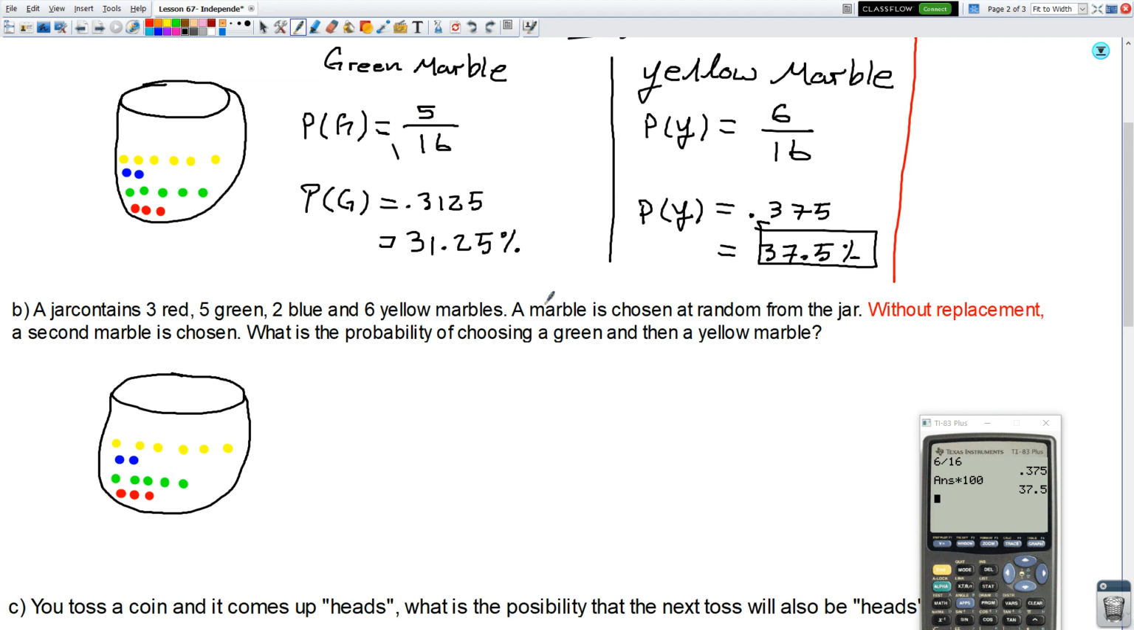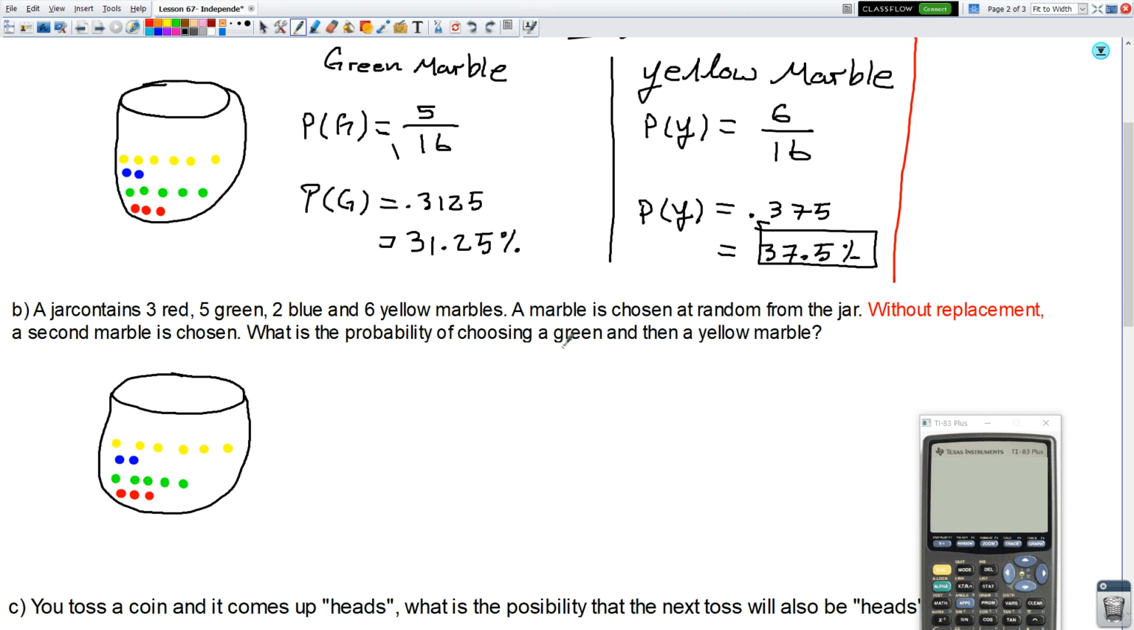So notice that it says a marble is chosen at random from the jar. All right, cool. So we're first going to choose a marble, and then we're not going to replace the marble. So you choose the first marble, you take it out, and you're not going to replace it, just like we did with the first example here. And after you do not replace it, you take a second marble out. Now let's see what the probability is for the same events here.